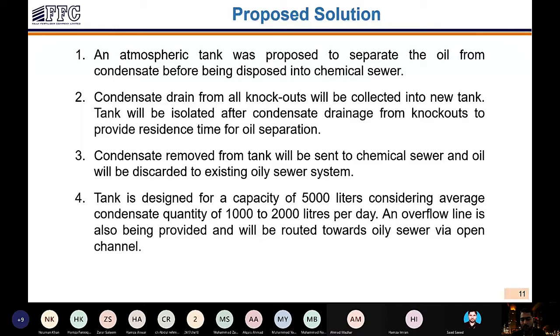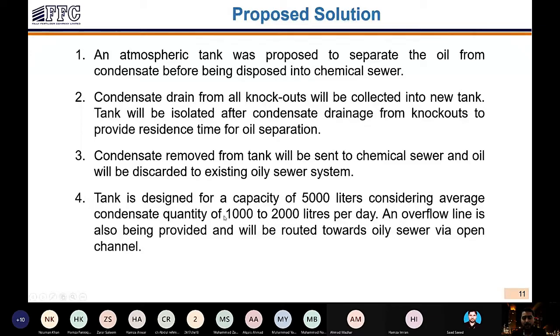oily sewer system. There are various sewer systems being operated at the plant depending upon the effluent they are carrying. The chemical sewer is a sewer in which different chemicals which need to be processed or can't be processed are collected, and they are mandated to be sent to evaporation ponds. The other sewer is the oily sewer, which, as I have already told, is sent to S1204, where the oil is separated from the condensate, and the oil is collected, and the condensate is sent to SCARP or EP.